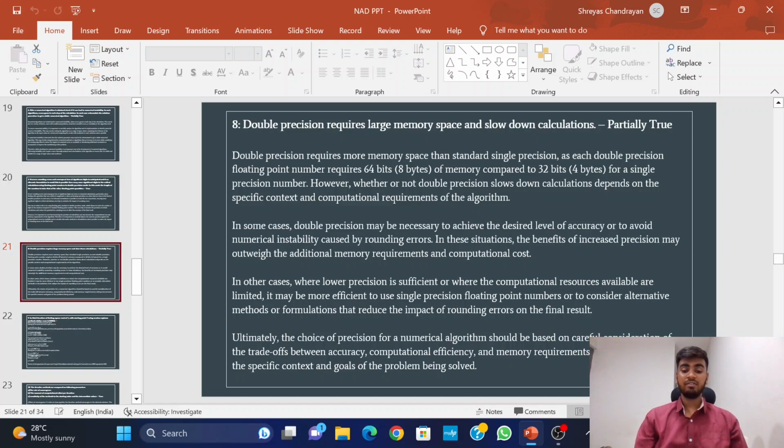In other cases, where lower precision is sufficient or where the computational resources available are limited, it may be more efficient to use single precision floating point numbers or to consider alternative methods or formulations that reduce the impact of rounding errors on the final result. Ultimately, the choice of precision for a numerical algorithm should be based on careful consideration of the trade-off between accuracy, computational efficiency, and memory requirements, taking into account the specific context and goals of the problem being solved.